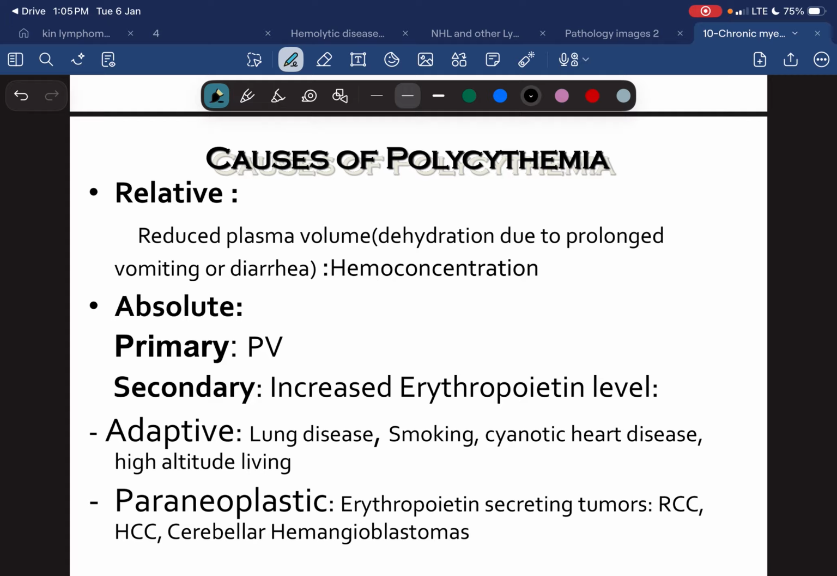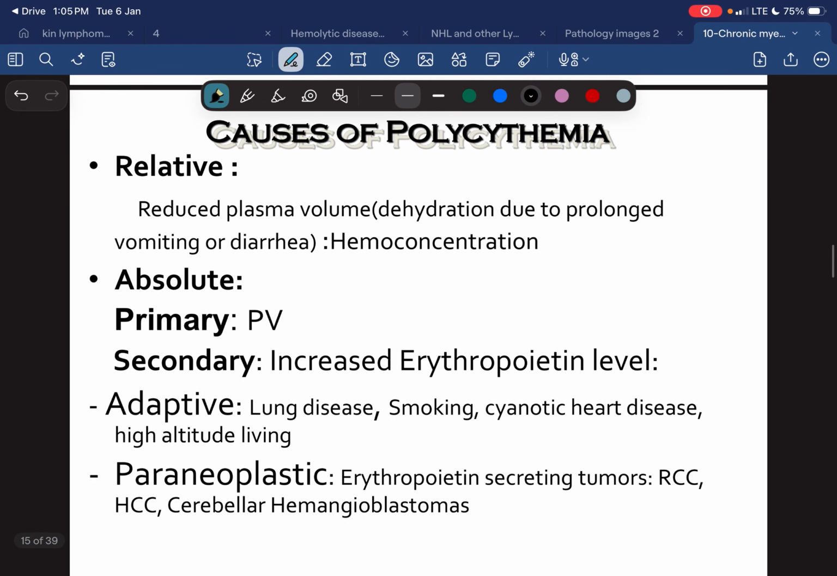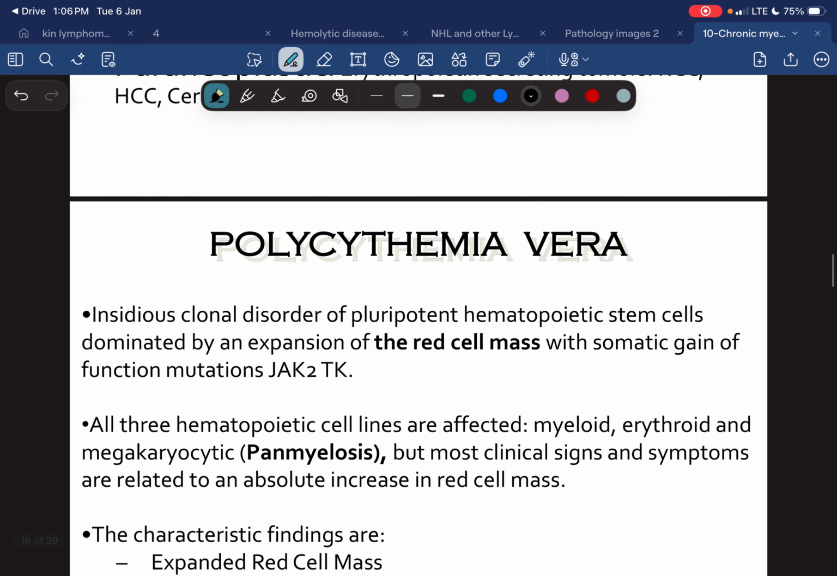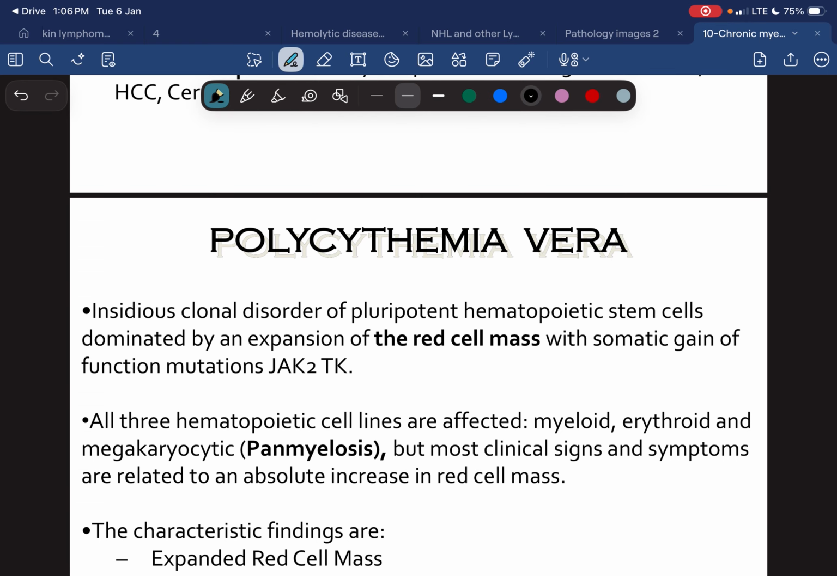This true increase in red blood cell count can also be primary, due to a malignant clonal process called polycythemia vera, or secondary to increased erythropoietin level. Erythropoietin is like a growth factor for the erythroid precursors that leads to proliferation of red blood cells. Now, secondary causes that lead to increased erythropoietin level: lung diseases that lead to hypoxia, smoking, cyanotic heart diseases, high altitude living, or paraneoplastic syndromes.